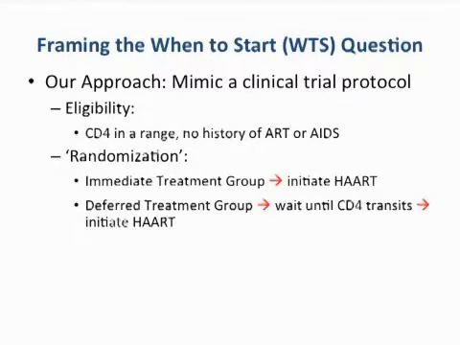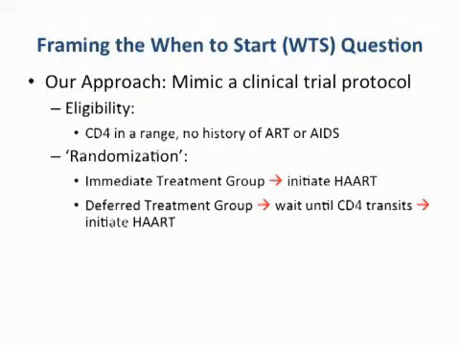Well, there would be people whose CD4 cell counts, which are one of the major determinants of disease progression, a biomarker for disease progression, is in a particular range. And in this case, I'll talk about between 350 and 500. And these people have to be coming in, they have to have no history of therapy and no history of clinical AIDS.